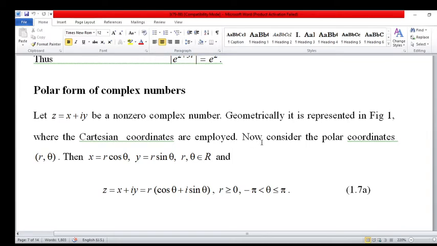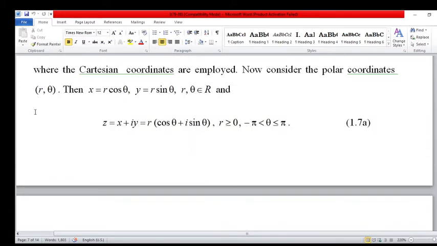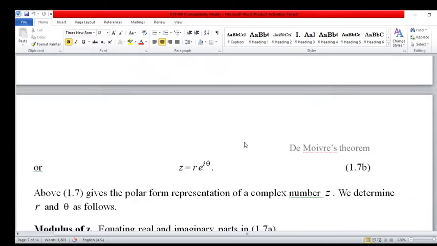Now consider the polar coordinates r, theta. Then x is equal to r cos theta and y is equal to r sin theta. r and theta are real numbers. Now z is equal to x plus iy. Substitute the value of x, which is r cos theta, and this is i into r sin theta. r is common, where r is greater than 0 and theta lies between minus pi to pi.